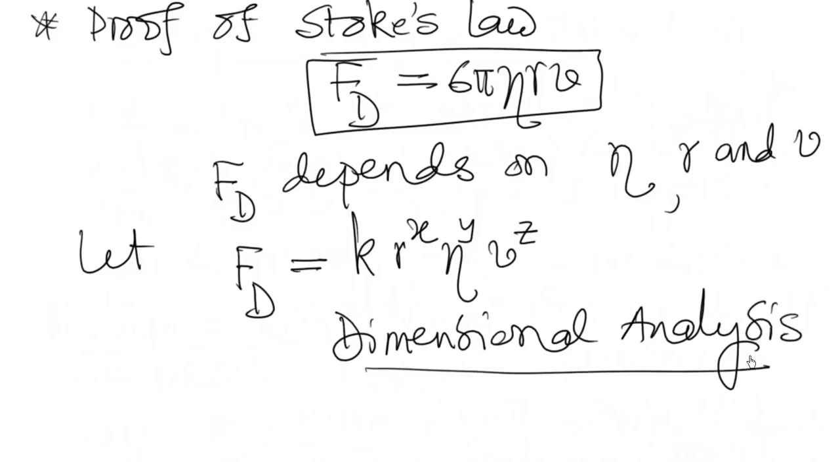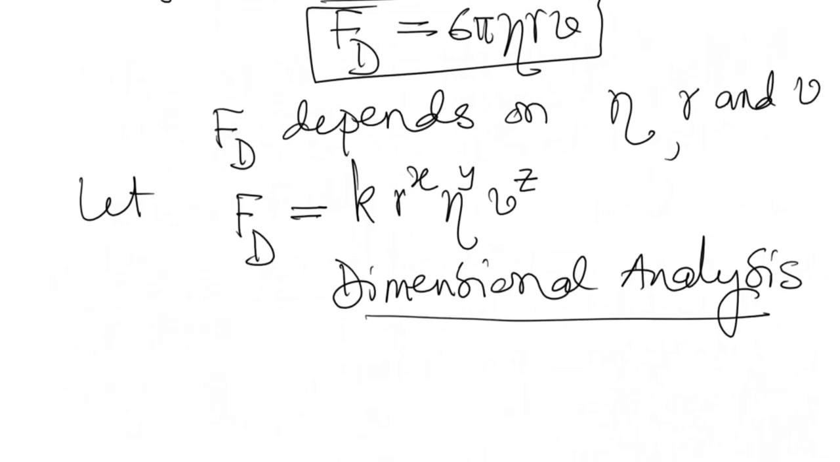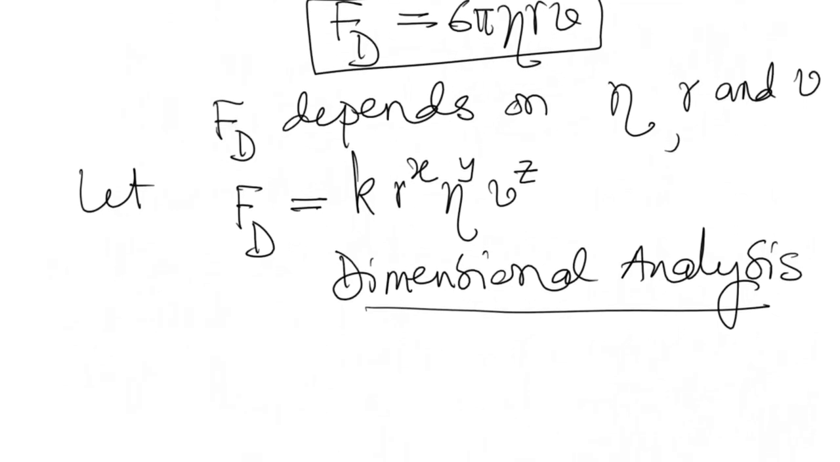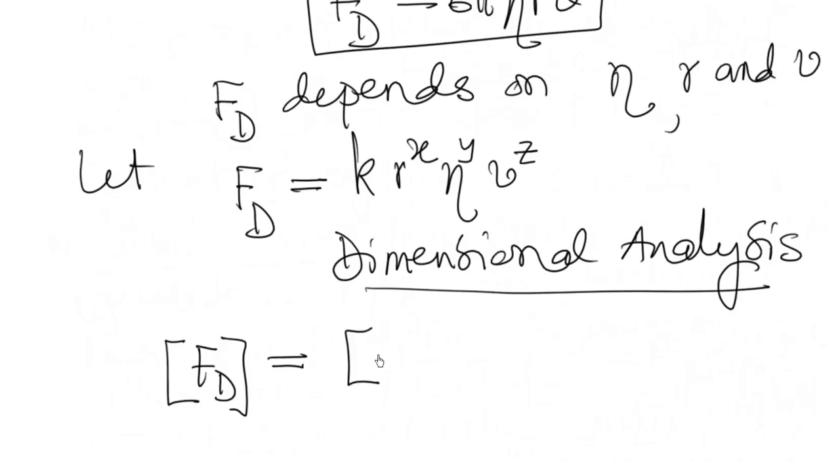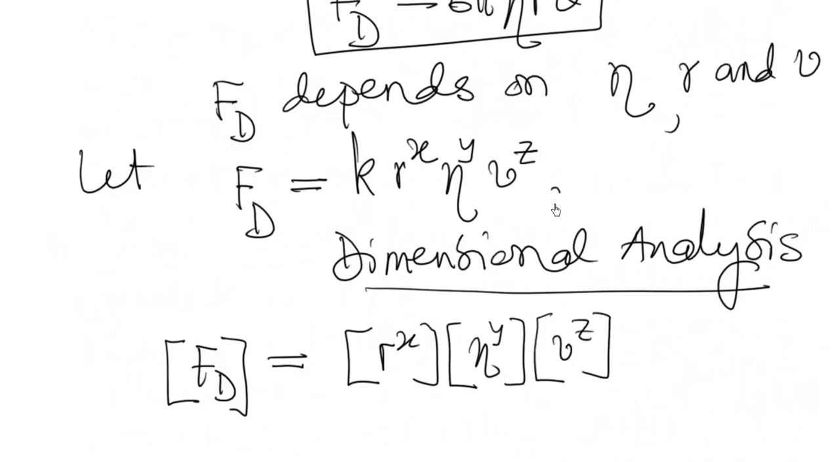Okay, dimensional analysis. Now our target is to find x, y, and z. For the dimensional analysis, we write down the dimension of F_D is equal to k times the dimension of r to the power x, dimension of eta to the power y, and dimension of v to the power z, where k is a constant here.